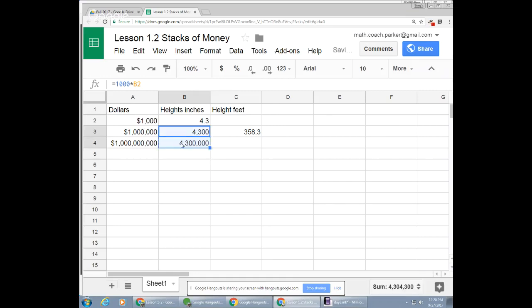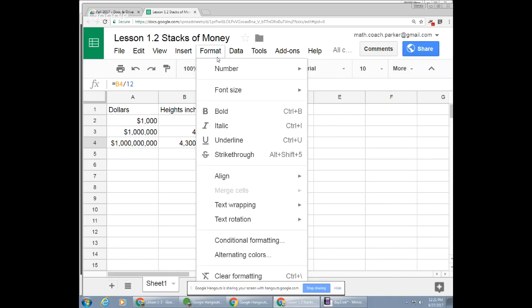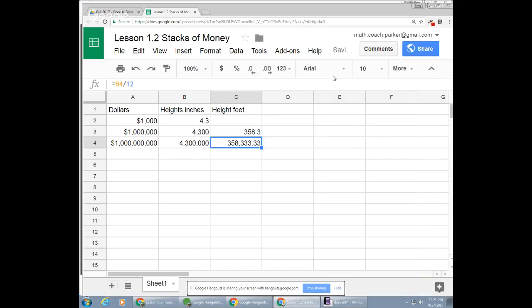That gives me 4 million inches. I have no idea what 4 million inches is. So I go over to the feet column, fill that number down. That gives me, what is that, like 360,000. Let's give that number some commas. Let's see, format, number. There's some commas. And I don't think we need 2 decimals. Let's take it down to 1. So it's like 360,000 feet.